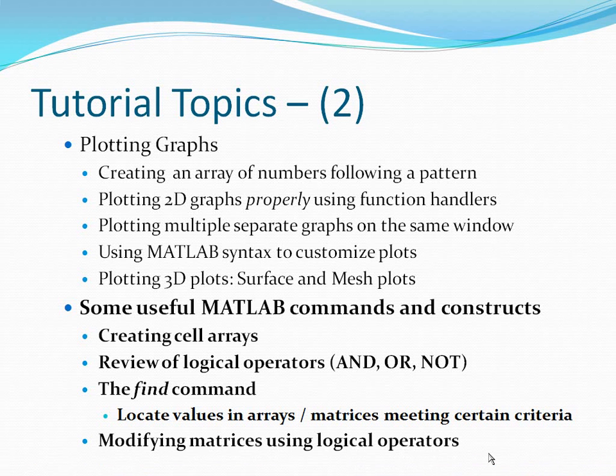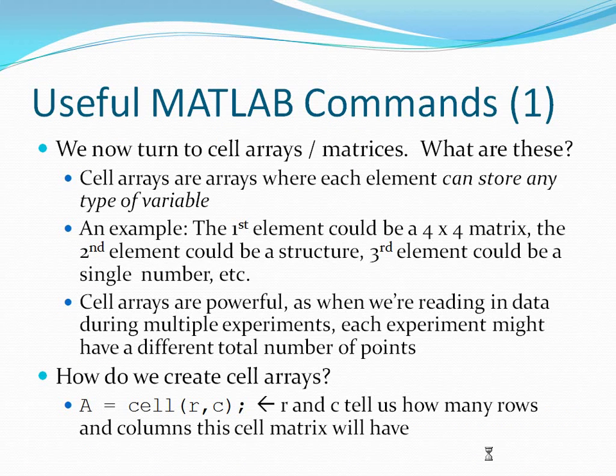So we're going to take a look at cell arrays or cell matrices, and what are these? Well, cell arrays are very powerful because each element can store any type of variable that you want. For example, let's say I wanted to have a cell array that was 4 elements. The first element could be just a single number. The second element could be a structure or another kind of data type. The third element could be a 4x4 matrix. The next could be a 7x7 matrix, and so on and so forth. So each element by itself is a separate variable altogether.